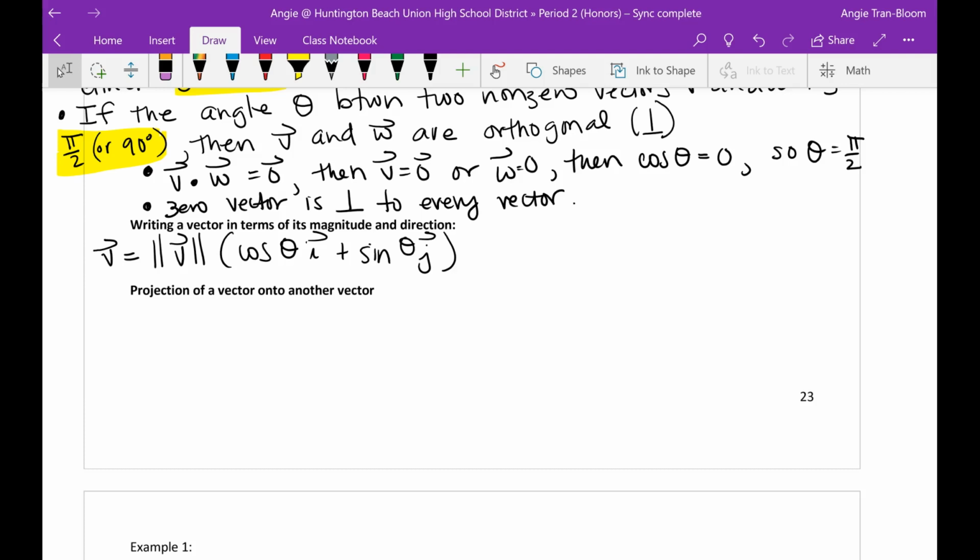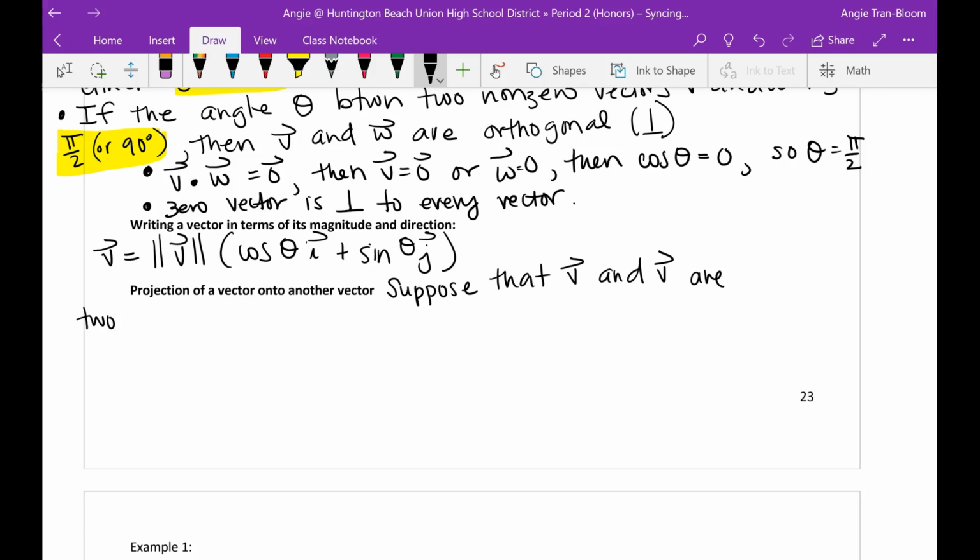Projection of a vector onto another vector. Suppose that vector v and vector w are two non-zero vectors with the same initial point.